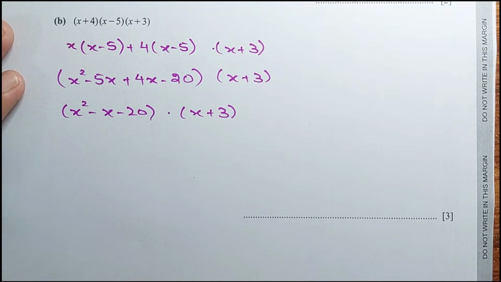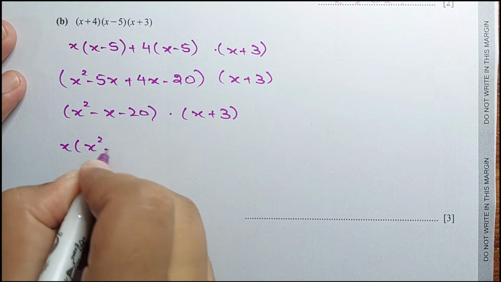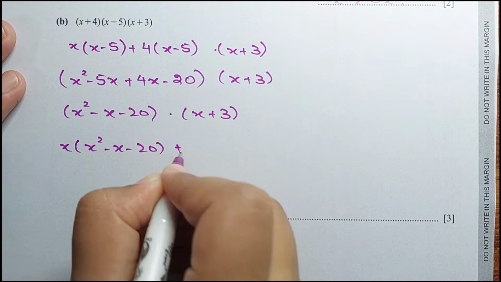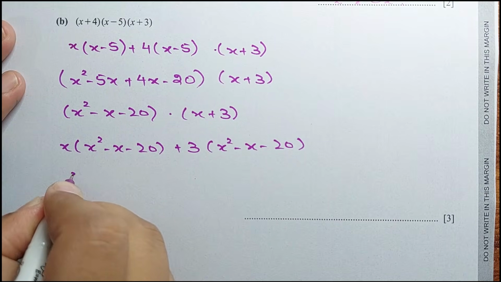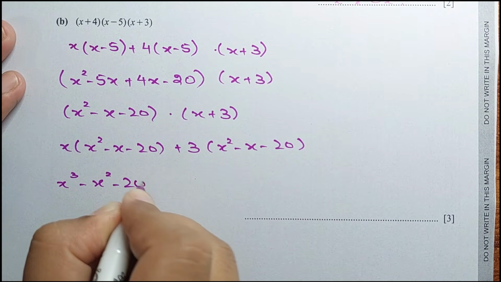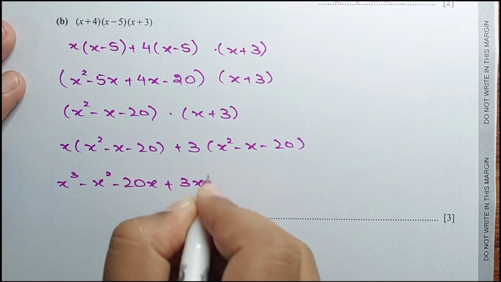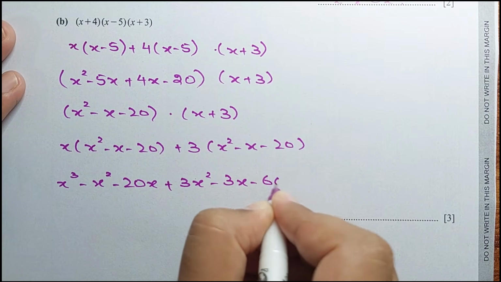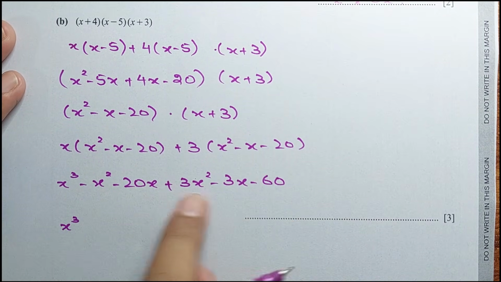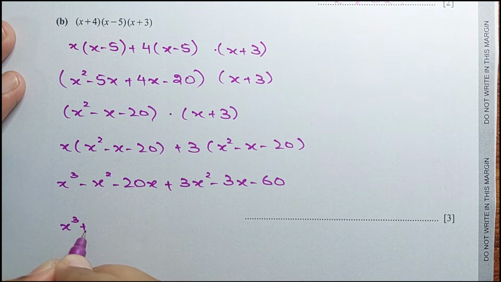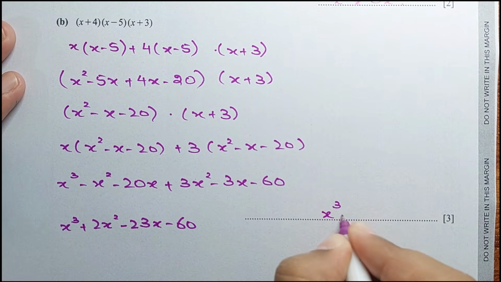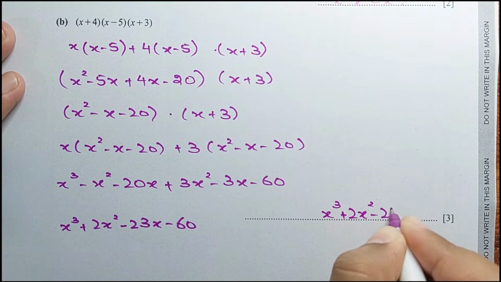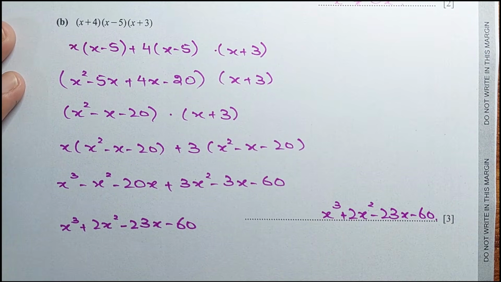Now expand with x and expand with 3. So x with x square minus x minus 20 and plus 3 with x square minus x minus 20. X to the power 3 minus x to the power 2 minus 20x plus 3x square minus 3x minus 60. Okay, x cube, and the x square terms are 3 and minus 1, which is 2x square, and the x terms are minus 20 and minus 3, which is minus 23x, and minus 60. The simplified answer is x cube plus 2x square minus 23x minus 60.